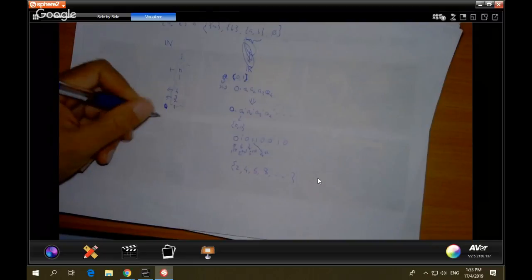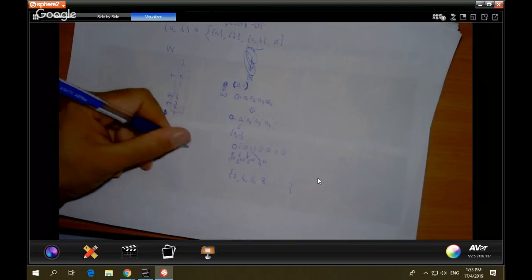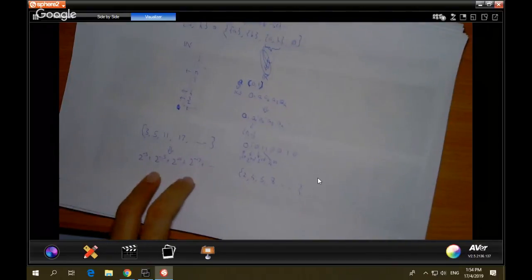You can just take, for example, suppose someone gives us a subset, 3, 5, 11, 17, and so on. You can just identify a real number corresponding to 2 to the minus 3 plus 2 to the minus 5 plus 2 to the minus 11 plus 2 to the minus 17 plus and so on. If you think about this, this will be a real number between 0 and 1. Given a different subset, you'll have a different real number. So again, it's a one-to-one mapping.